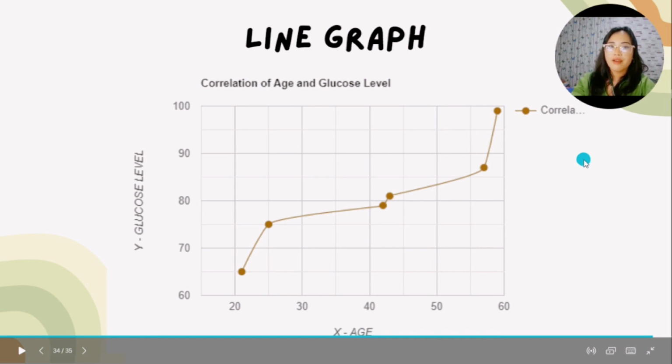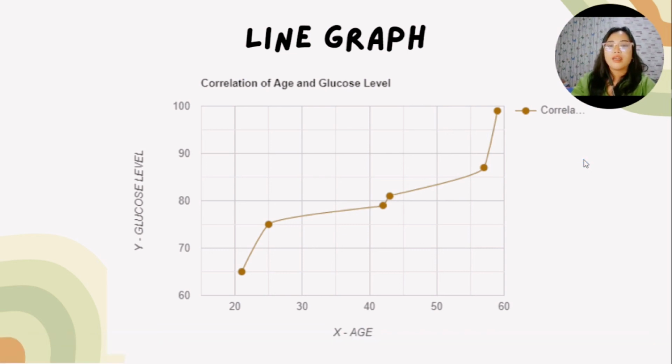So from this graph, we can conclude that age and glucose level have a correlation, a relationship with each other. The higher your age is, or the more you age, the more your glucose level increases.